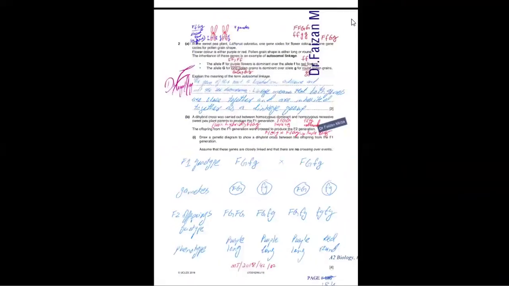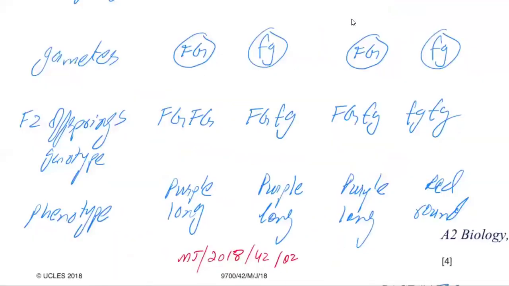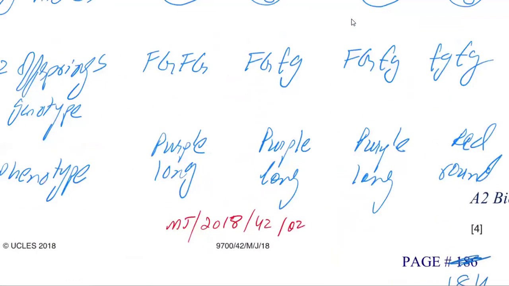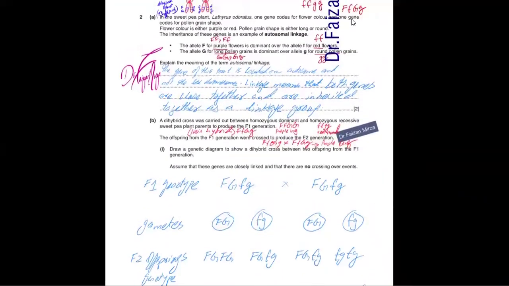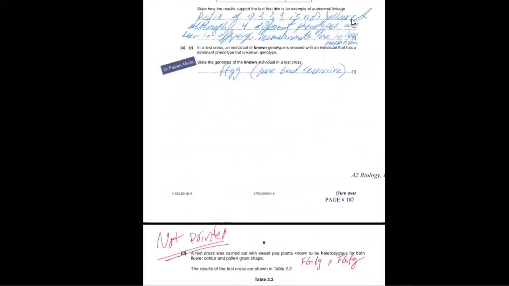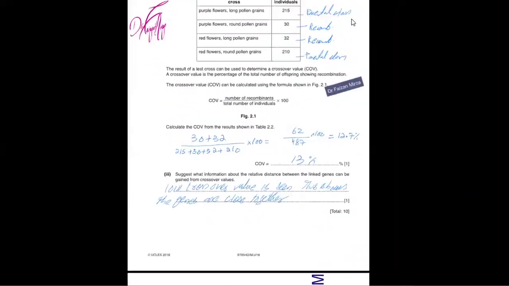Then there's a question regarding the linkage group that I've just discussed. This is May June 2018 variant 42 question 2. This question deals with exactly the same kind of description that I've mentioned, and this is the question where they have given you the crossover value formula that I was talking about.